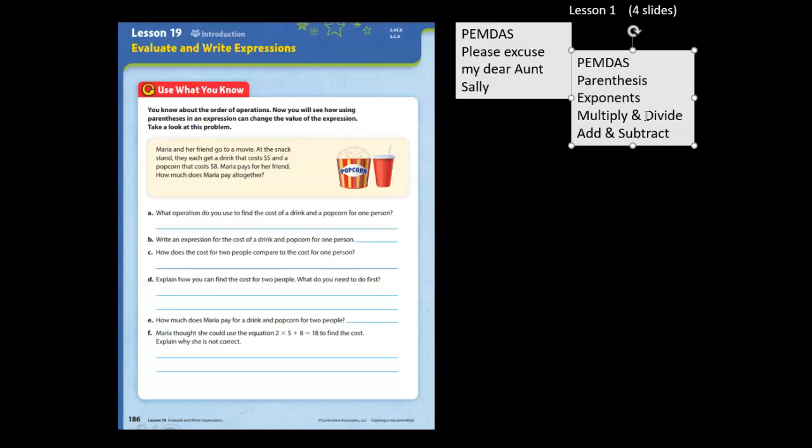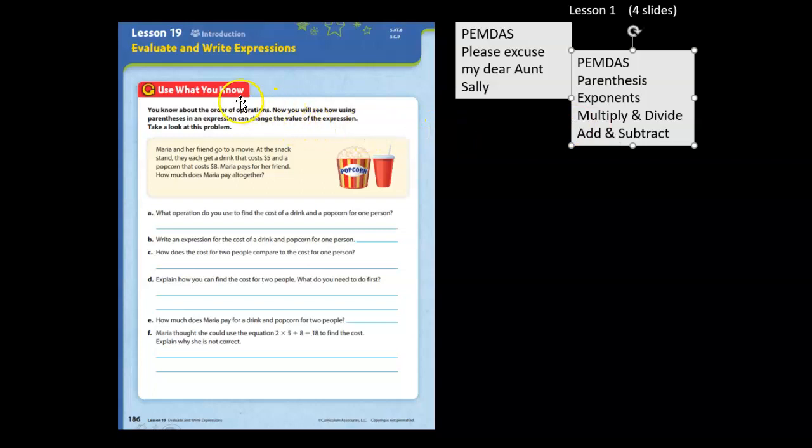But we have to do multiplication and division before you can do the same thing with add and subtract. And again, they're on the same line because it doesn't really matter if the subtracting comes first or the adding comes first. You do it in order, just like reading a book from left to right.